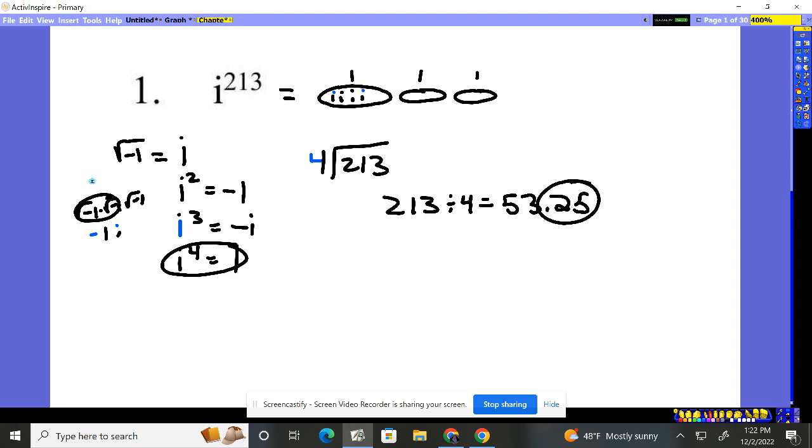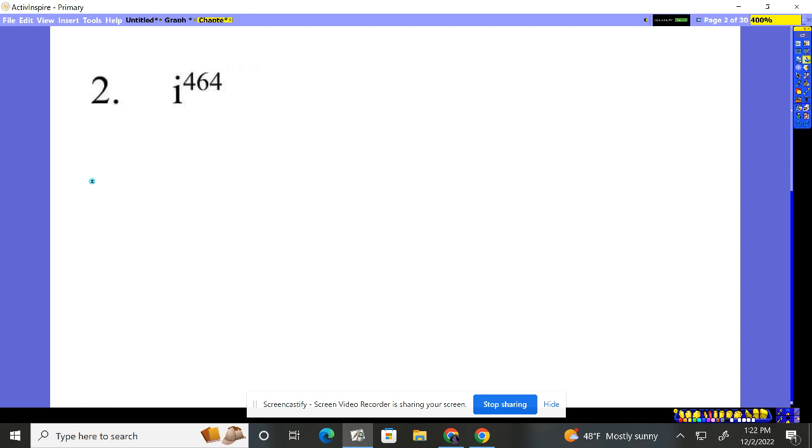So here we know there's 1/4 left over. In other words, if we do all this out, there's going to be a single i left over. So this answer is simply equal to i. Every answer for these is either going to be i, -1, negative i, or +1. So let's look at the next one.